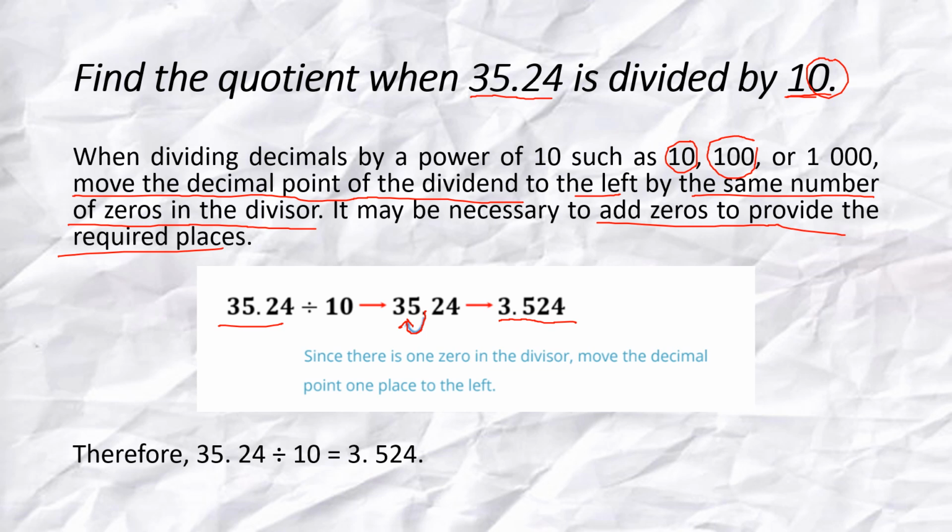What if we will divide 35.24 by 100? Since 100 has 2 zeros, all you have to do is move the decimal point of 35.24 2 times going to the left. So that is 1, 2. And then you put your decimal point here and then put a 0 on your whole number part. So the answer, if you divide 35.24 by 100, is 0.3524. So that is how you simply divide a decimal number if the divisor is a power of 10, which is 10, 100, or 1000.